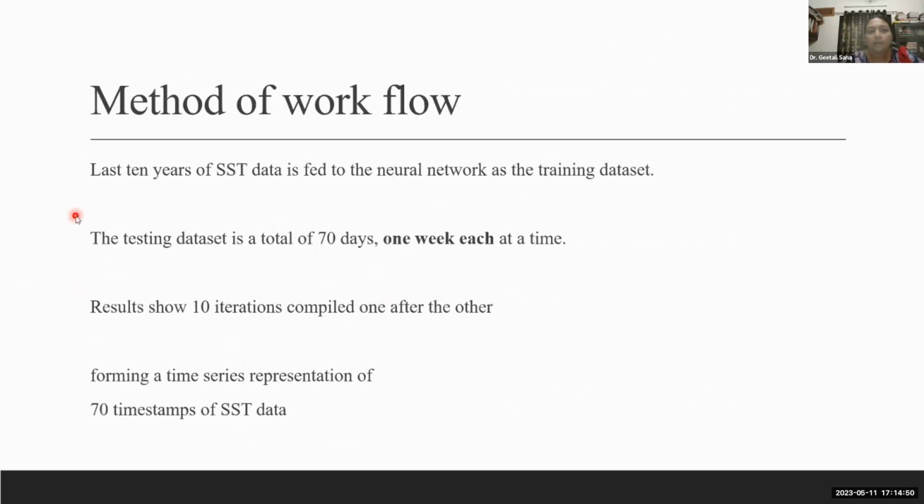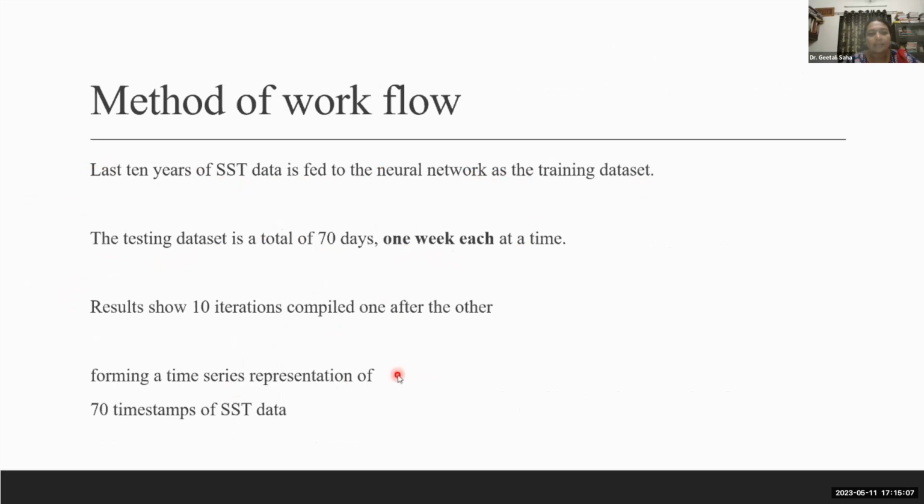This is the method of workflow. 10 years of SST data is given to the neural network as the training data set. Testing data set, total 70 days, 1 week each at a time, 10 steps are taken, 10 iterations are compiled.